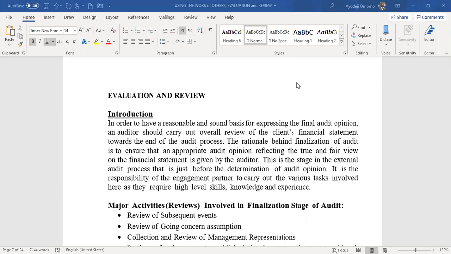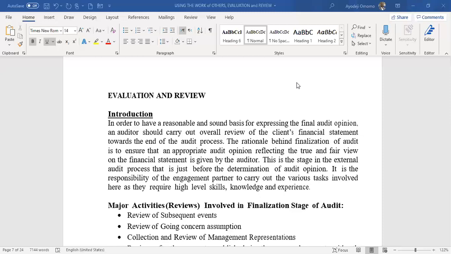The reason for doing this is to ensure that you are expressing a sound, correct audit opinion. So the rationale behind finalization of the audit is to ensure that the audit opinion reflects a true and fair view on the financial statements the auditor is going to sign. True and fair view, meaning that in all areas of the audit, the auditor needs to review the conclusions in those areas.